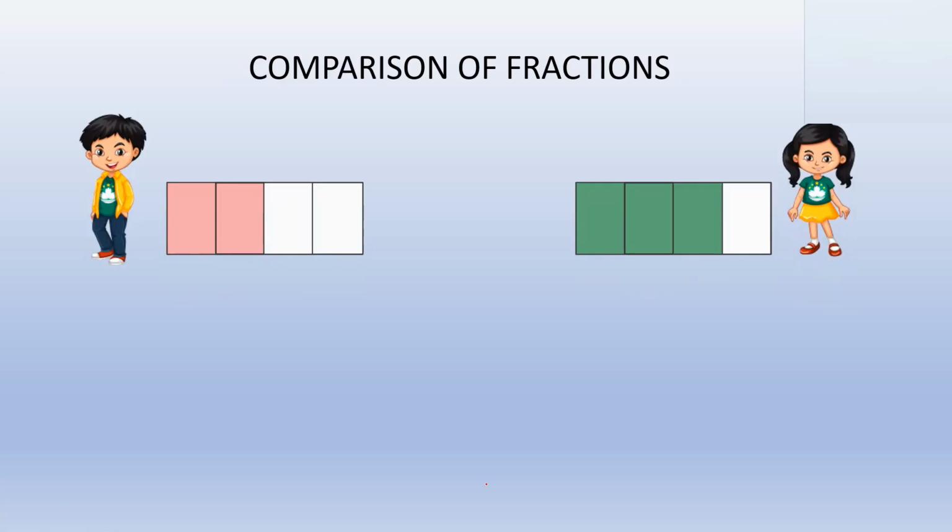Now, here we know that Arav colors 2/4 of the rectangle and Arna colors 3/4 of the rectangle. Now, who colors more? Here, it is very important to know that the denominator is the same. If denominators are the same, then we will simply look at the numerators and compare. Here, the number 3 is bigger than the number 2. Hence, this fraction is bigger. 3/4 is bigger than 2/4. Therefore, what do we infer? That Arna colors more part of the rectangle than Arav.